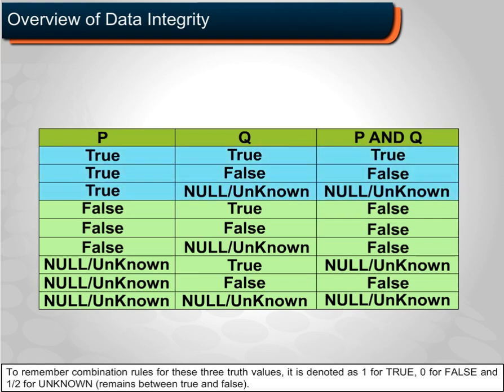To remember combination rules for these three truth values, it is denoted as 1 for true, 0 for false, and 1 by 2 for unknown, that is, it remains between true and false.